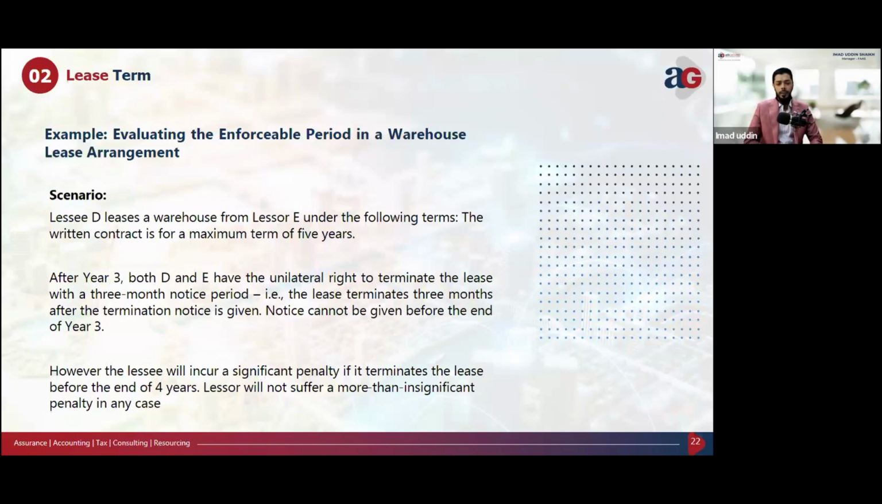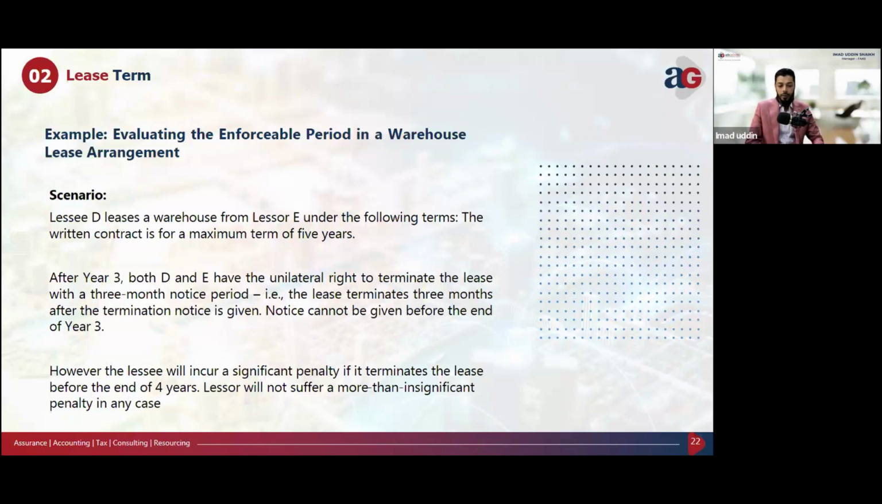So let's say lessee D leases a warehouse from lessor E under the following terms. The written contract is for a maximum term of 5 years. So D is the lessee, E is the lessor, and the lease term is 5 years. After year 3, both D and E have the unilateral right to terminate the lease within a 3-month notice period. That is, the lease terminates 3 months after the termination notice is given. Notice cannot be given before the end of year 3. So what we are saying here is that after 3 years, both D and E can terminate the lease after giving 3 months notice.